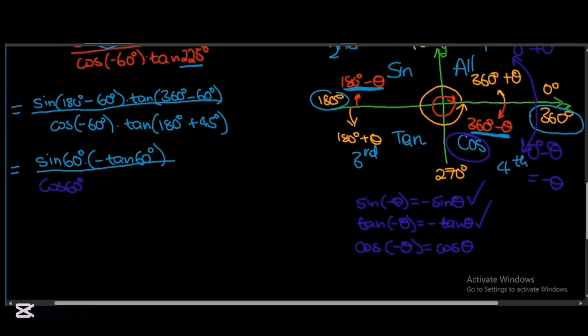And then now, let's look at 180 degrees plus theta. Tan is positive, it's on the third quadrant. Tan is positive. So we're going to say times tan of 45 degrees.